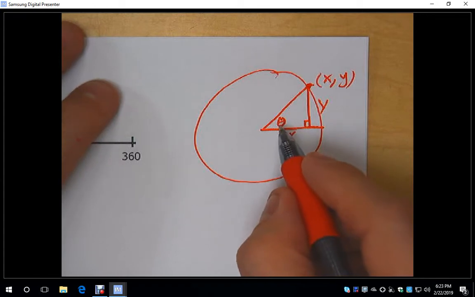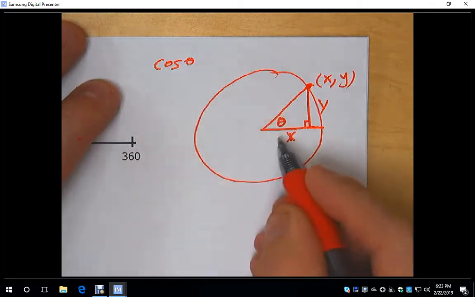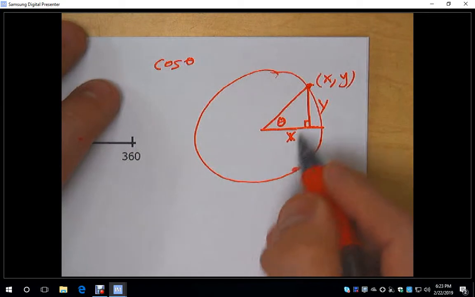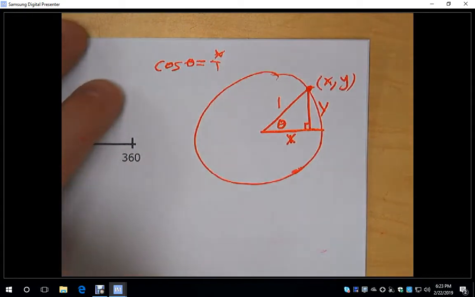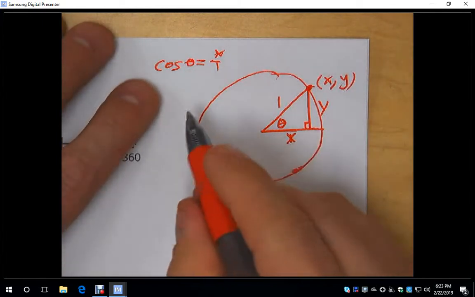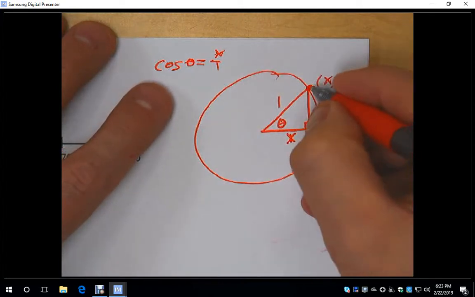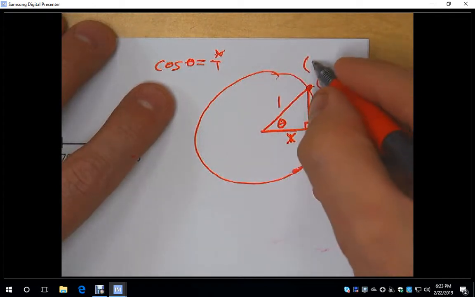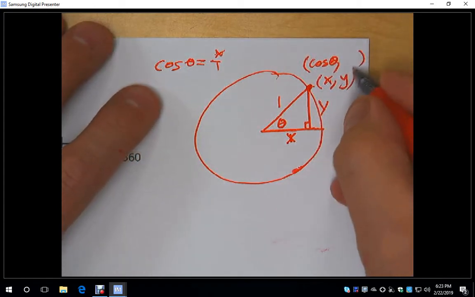So from this angle right here, angle theta, cosine of that theta, which by definition is adjacent over hypotenuse, and the hypotenuse for our unit circle, our radius, is 1. So that's going to be x over 1. So we can see then that cosine theta for a unit circle is equal to x. So we can refer to this particular point in terms of trigonometric ratios as cosine theta, comma, and then some corresponding y value.